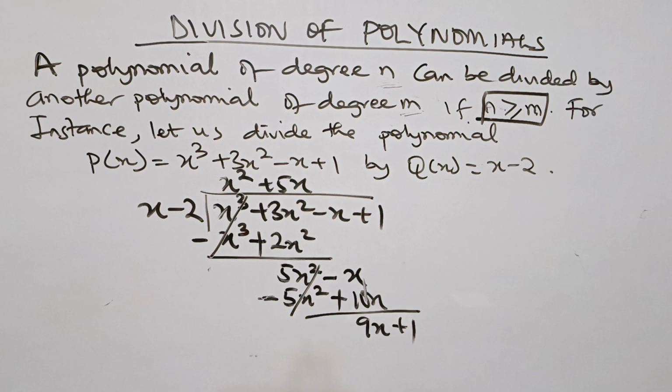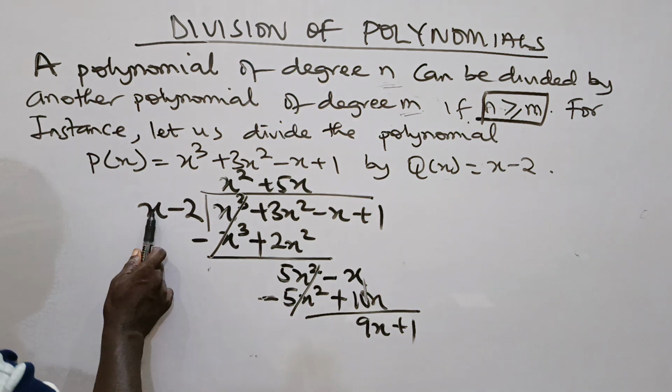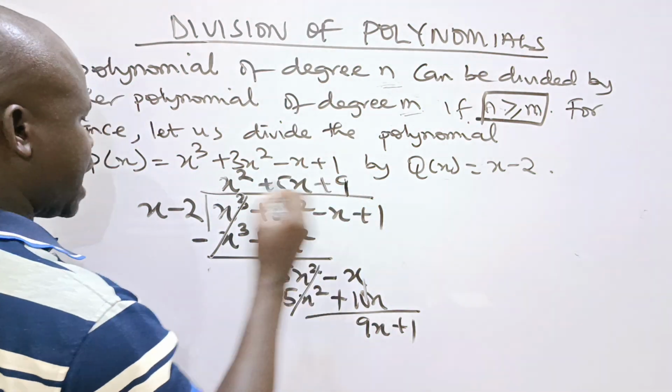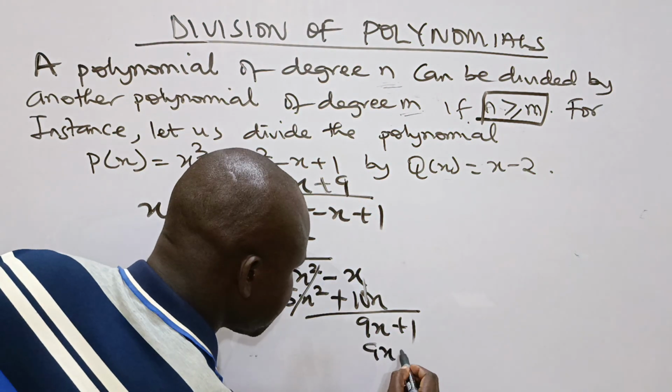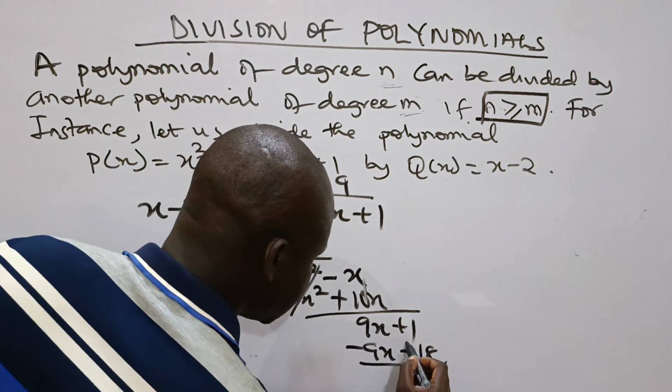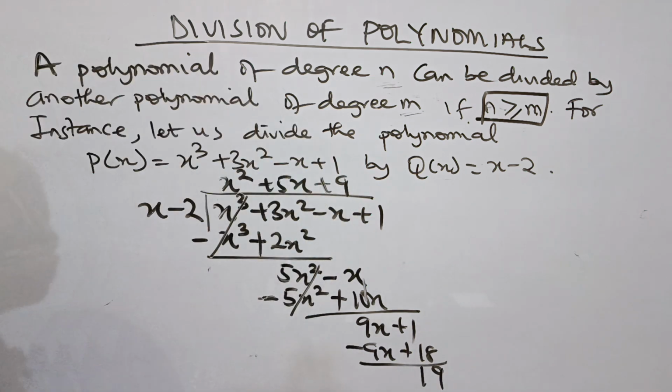So if we have 9x plus 1, then we multiply this x by 9 so that we are able to get 9x. We say plus 9. 9 times x, we have 9x. Minus 2 times 9, 18. If you subtract again, this will change to plus, then the remainder will be 19, because this will cancel out, and the remainder will be 19.